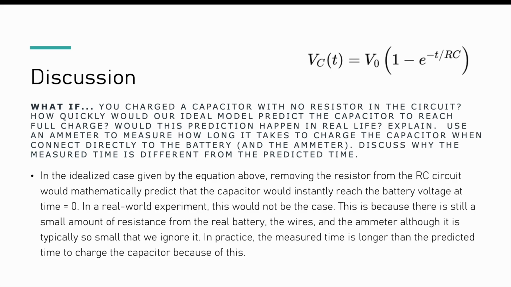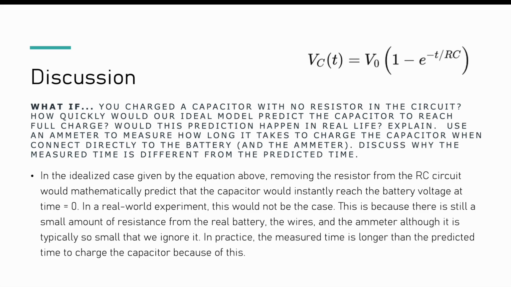On the top right, we have our idealized equation. In the idealized case given by the equation above, removing the resistor from the RC circuit would mathematically predict that the capacitor would instantly reach the battery voltage at time t equals 0. In a real-world experiment, this is not the case. This is not possible.